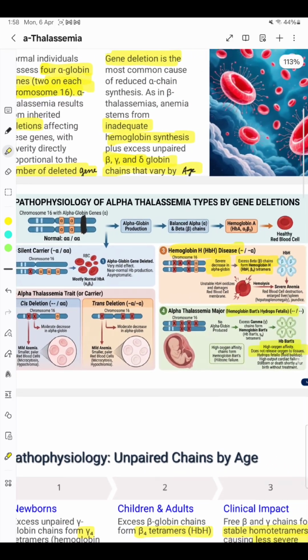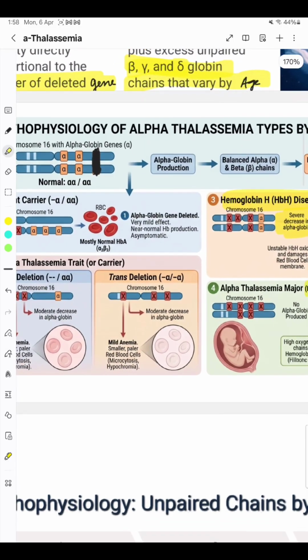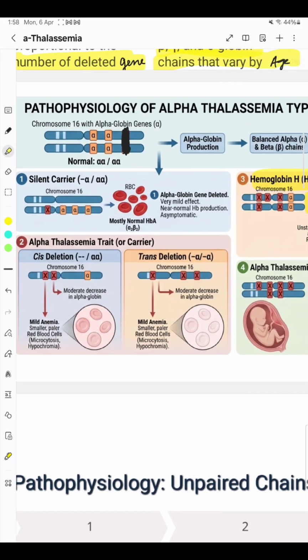In this diagram, we will discuss the pathophysiology of alpha thalassemia. Normally, chromosome 16 has 2 alpha globin genes. So 1 pair of chromosome 16 results in a total of 4 alpha globin genes. These 4 alpha globin genes result in the production of alpha globin chains.